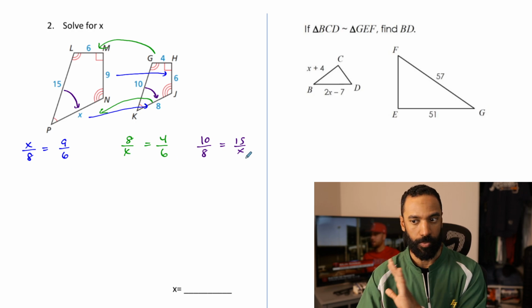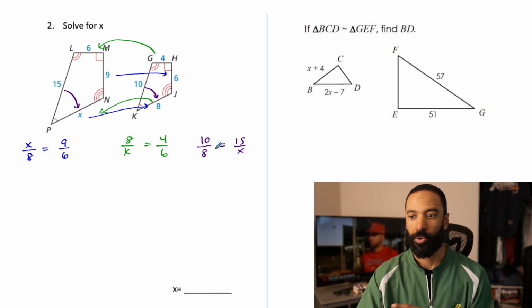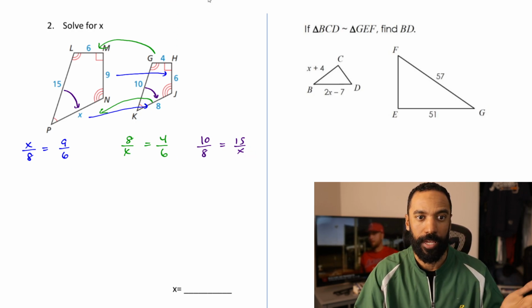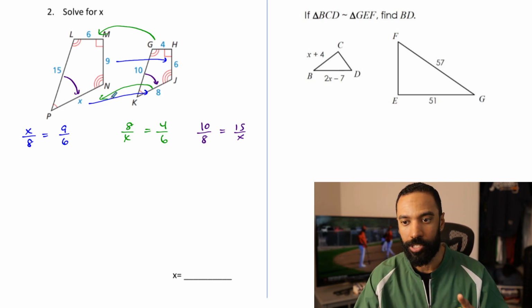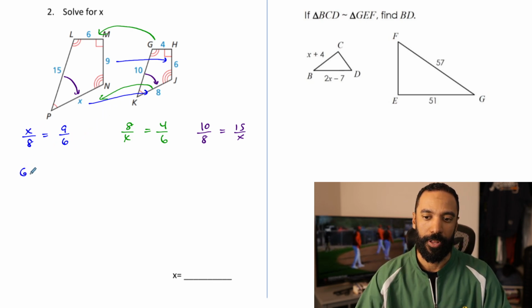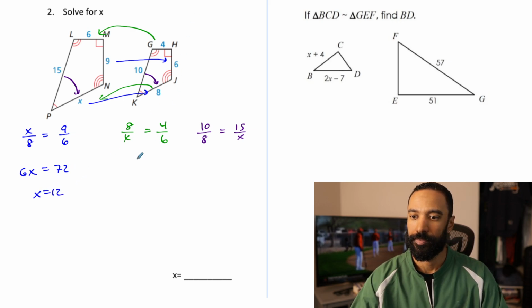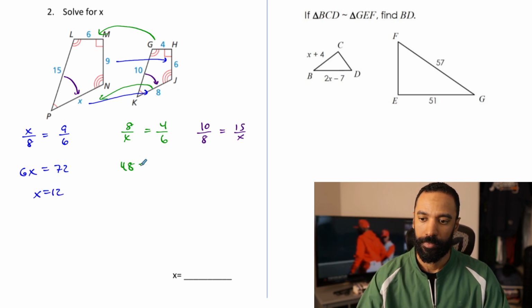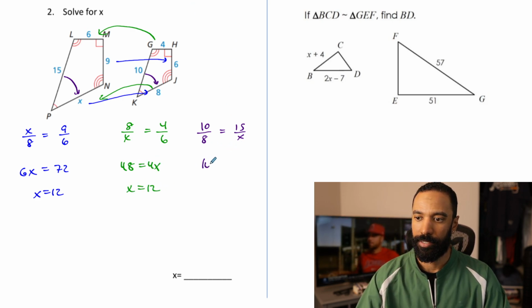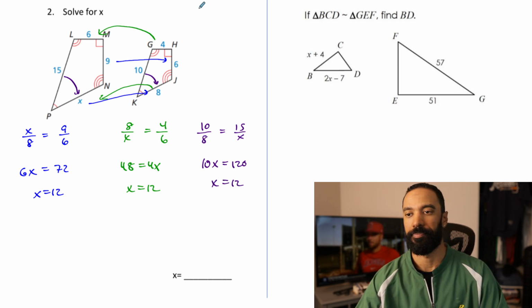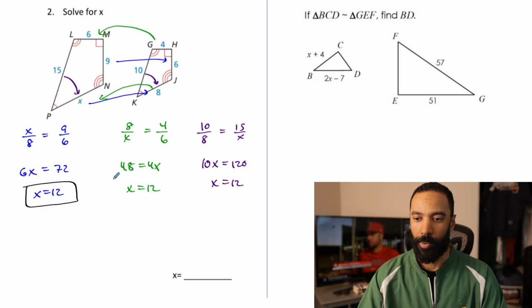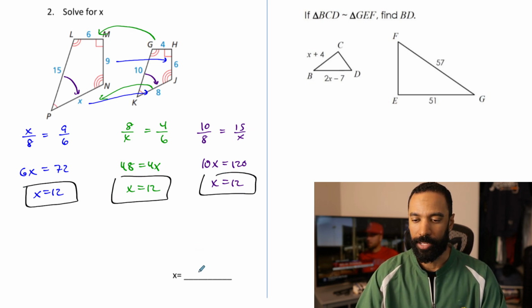With any of these three sets, when you cross multiply and solve, and I'll do it for all three, you can choose another set as long as you go the same direction. When I cross multiply and solve, I get x equals 12. I get x equals 12, and here I get x equals 12, no matter what. Now, there are ways to do this correctly, and there are ways to do this incorrectly.